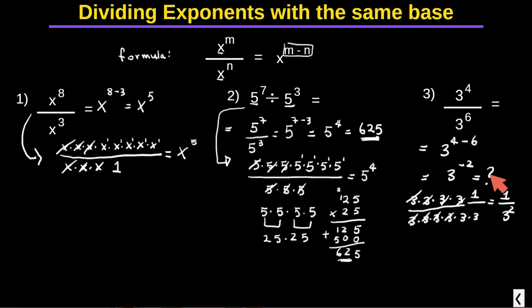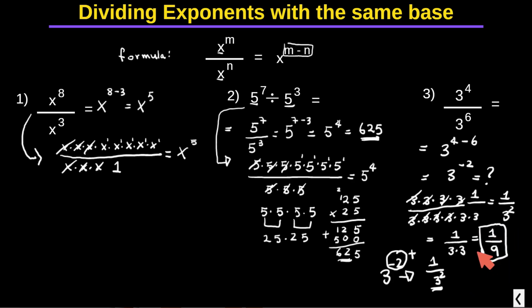So what is the final answer? If we want to find the final answer, we need to expand 3 to the second power. So 3 to the second power will be 3 times 3, and 3 times 3 will be 9. So our final answer is 1 over 9. Now, let's talk about 3 to the negative 2. If we wanted to quickly turn the negative 2 to a positive, we simply put 1 over it if we want to have that negative exponent be positive. So that's our final answer.